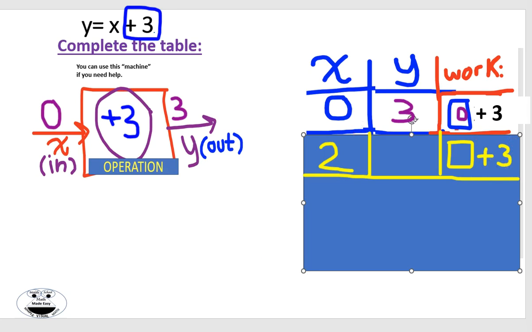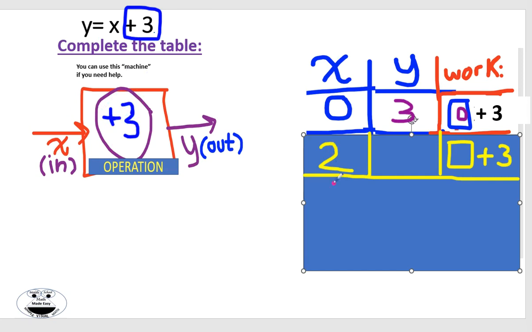And if you want to use the in-out machine, I'm going to erase this. You can draw a machine for yourself for every single row of the table, or you can just erase. But the thing you do not erase, which I erased by mistake, I'm going to fix, is the operation. For this equation, it's always going to be plus 3. When we get to the next slide with different equations, then we're going to change the operation. But for this one, it stays plus 3.